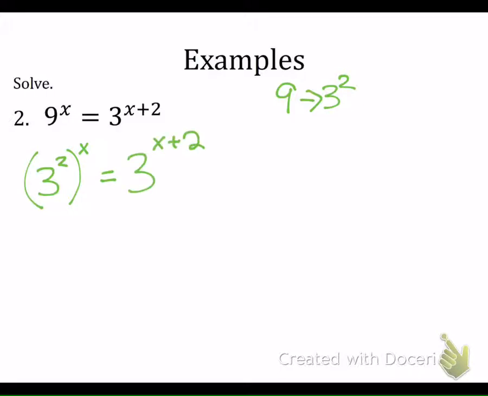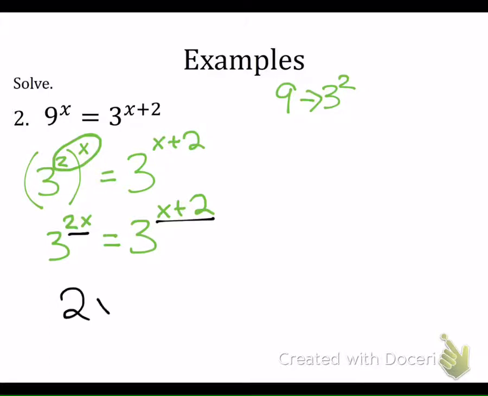Everyone see that? Now, I know that when I have an exponent to an exponent, I just multiply those. So this is 3 to the 2x equals 3 to the x plus 2. Everyone's still agreeing. Now the bases are the same. I can make the exponents the same. 2x equals x plus 2. That's what I'm going to solve. Subtract the x from both sides. 2x minus 1x is 1x, and that equals 2.